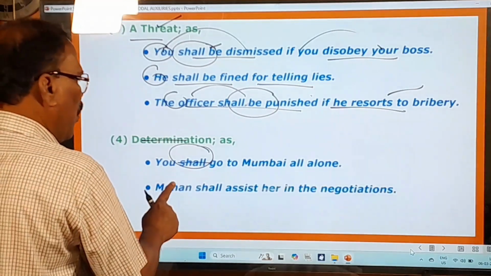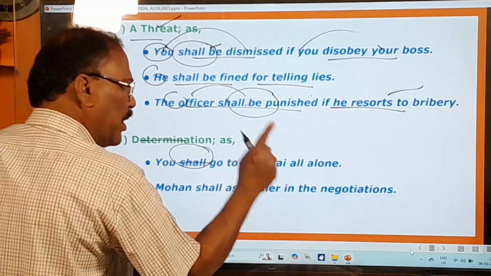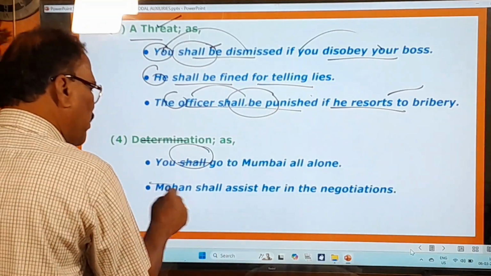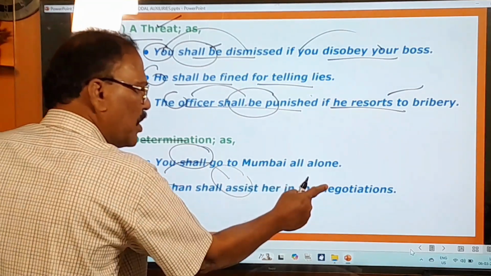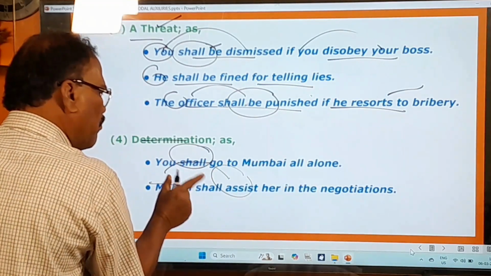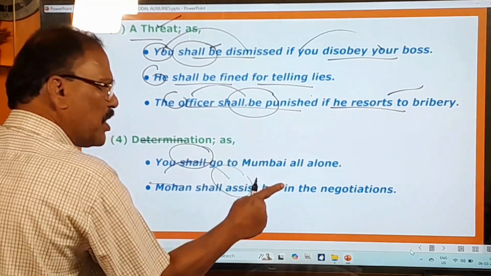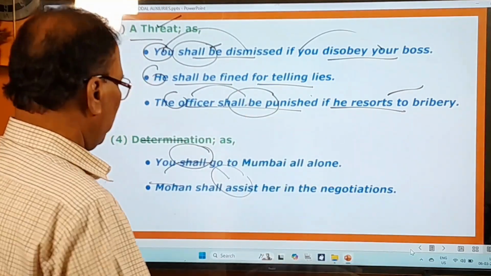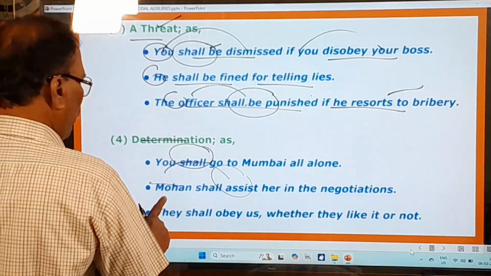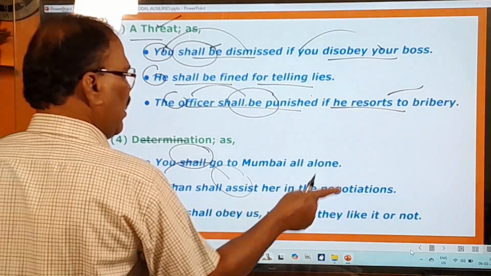Okay, and Mohan shall assist her in the negotiations. So that is a determination. He must assist her in the negotiations. So it's a determination. Determination, decided, that's all. And one more example, they shall obey us whether they like it or not.